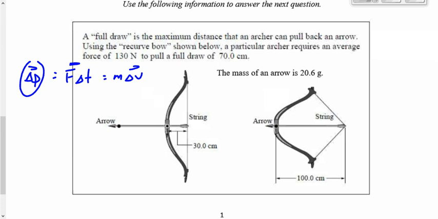How many people think they got an answer for this? Yeah? What did you do? F times T or M times delta V? Okay. Oh, okay. So you used M times delta V, and then you used force to find acceleration. So A is equal to F over M, right?